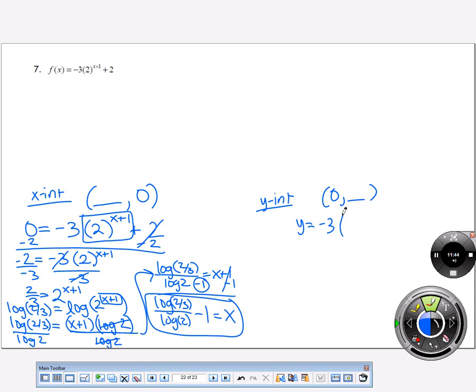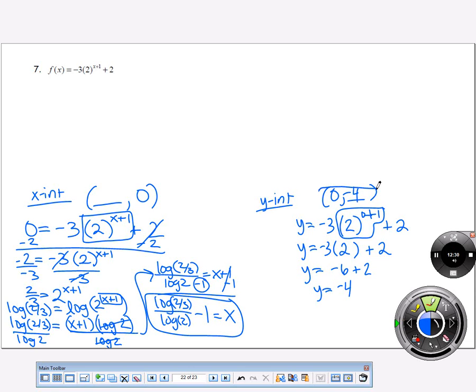So I'm just going to go ahead and plug 0 in for x and then make sure I do the correct order of operations. So with order of operations, you need to do exponents before you do simple things like multiplication, division, addition, and subtraction. So you really need to calculate this power before you do anything else. So this is going to be negative 3 times whatever that power turns out to be, and then plus 2. So this power is 2 to the power of 0 plus 1. 0 plus 1 is just 1. So 2 to the first power is just 2. So that's negative 6 plus 2, which would be negative 4. So my y-intercept is that point on the y-axis at negative 4.